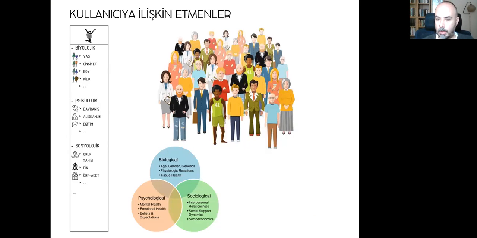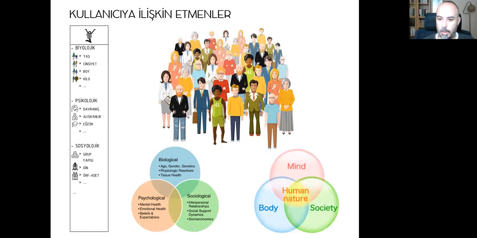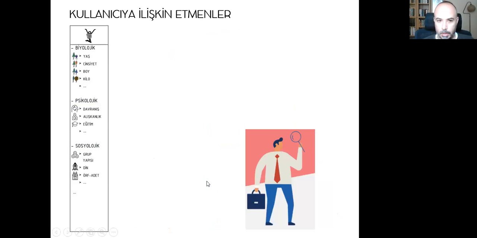If it's for humans, then we can examine them by looking at their biological, psychological, and sociological properties, which for a true picture of the human nature, we need to consider the body, the mind, and the society. Let's start with biological properties and keep going with other two.